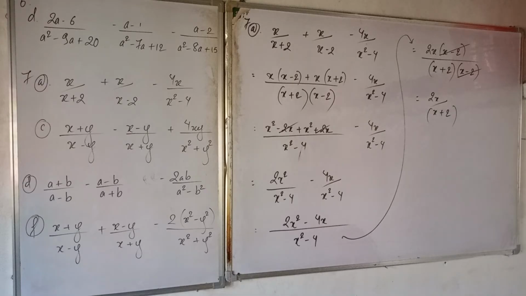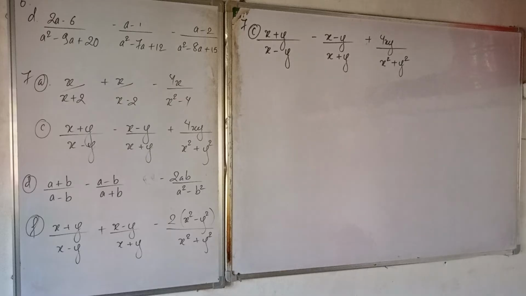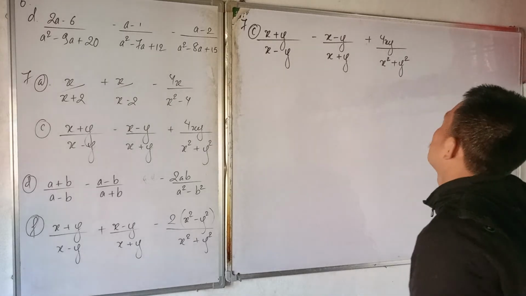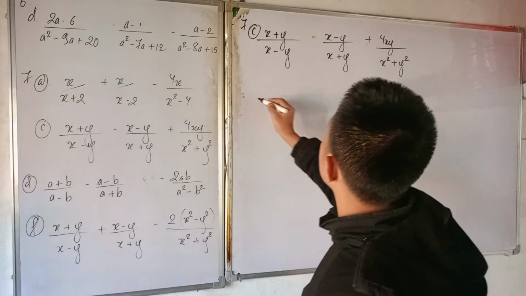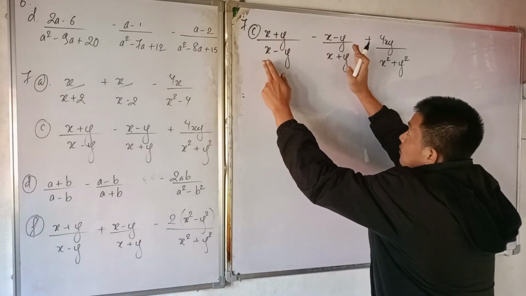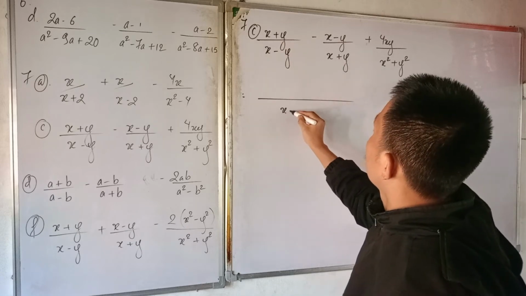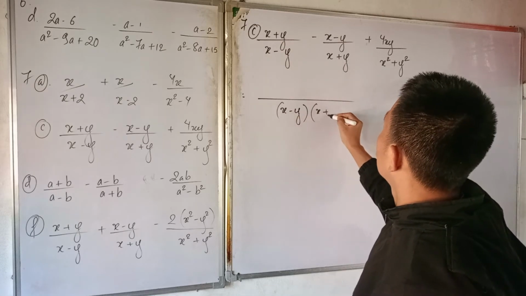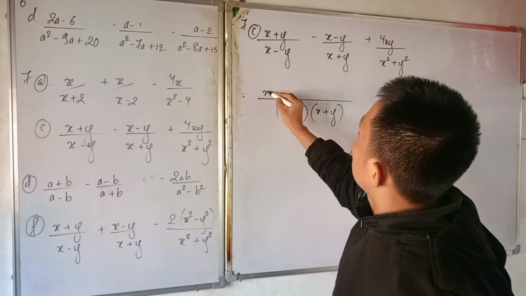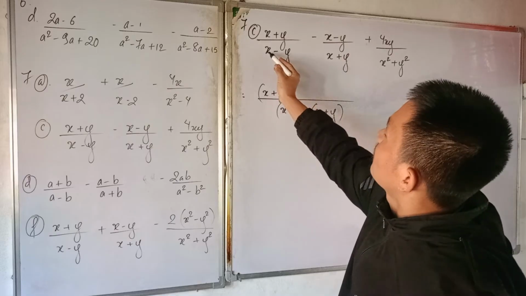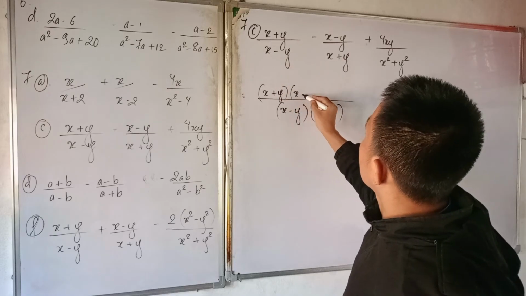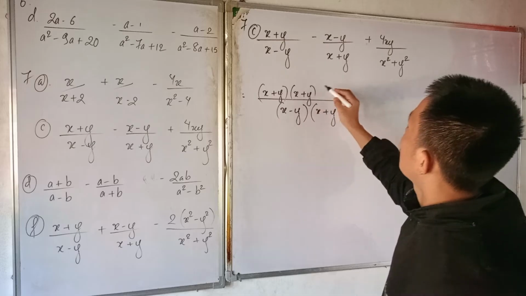Now without delay, let's also move on to number 7c. Let's start 7c. In 7c also we'll apply the same principles. First you simplify this, then only after that this. So here the LCM will be x minus y and x plus y. So for x plus y, you write the numerator of this term, and x minus y is already here, the missing part is x plus y.